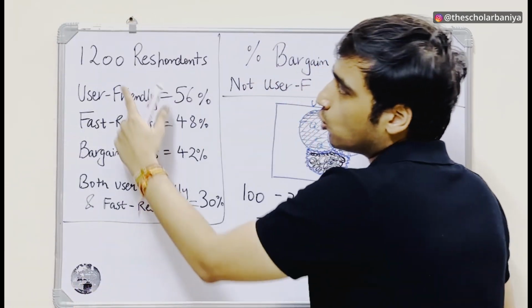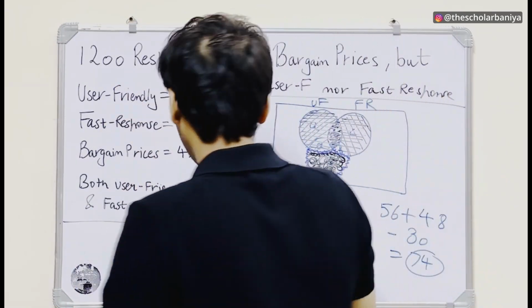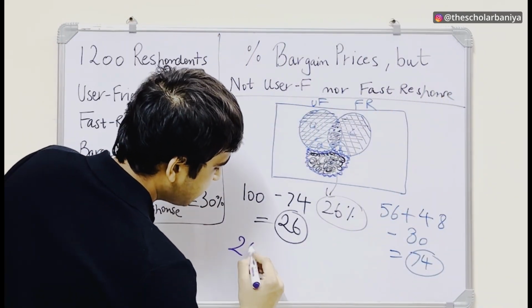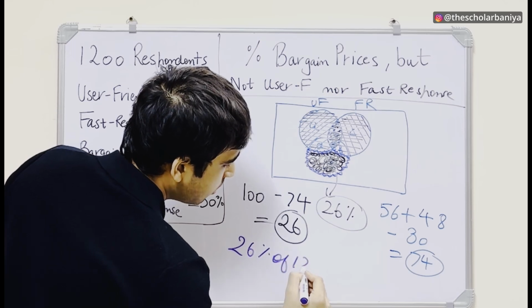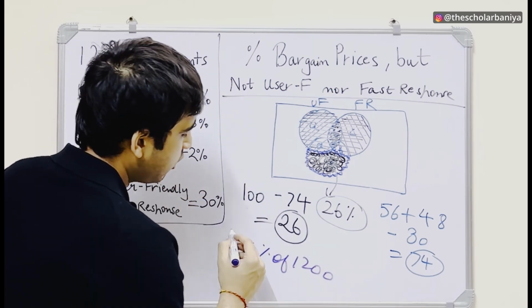And we know that the total respondents are 1200. So now we can easily do 26% of 1200. This will be your final answer.